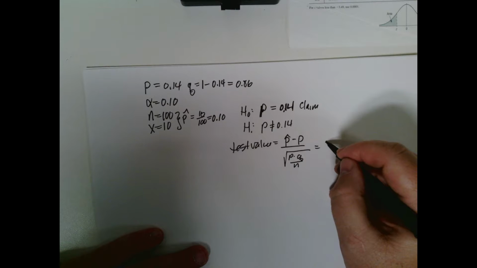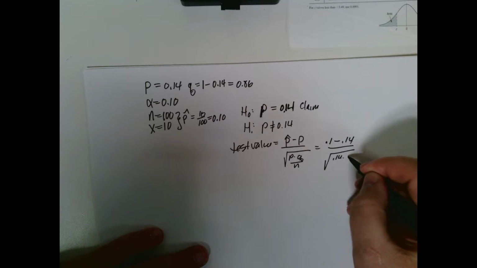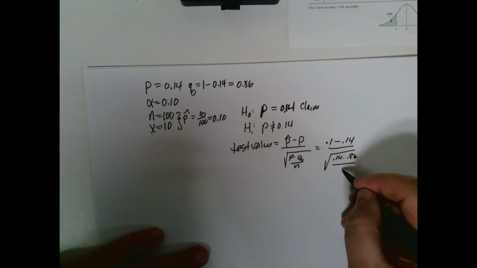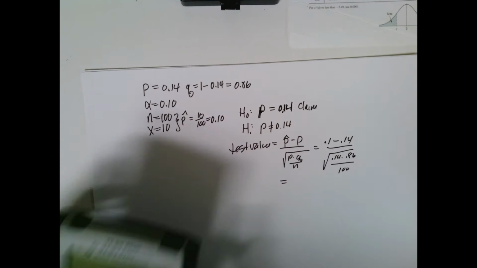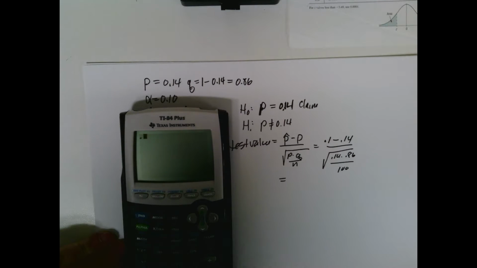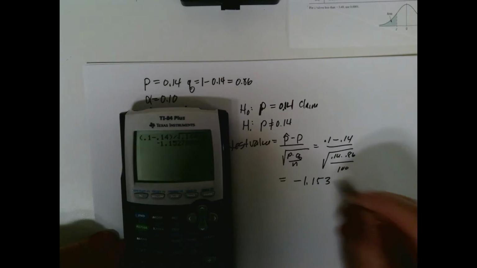which is 0.1 minus 0.14 over the square root of 0.14 times 0.86 over 100. Plug that into our calculator, and we get 0.1. Oops, forgot my parentheses. Don't do that. That's bad. Parentheses divided by square root 0.14 times 0.86 divided by 100, and we get negative 1.153.